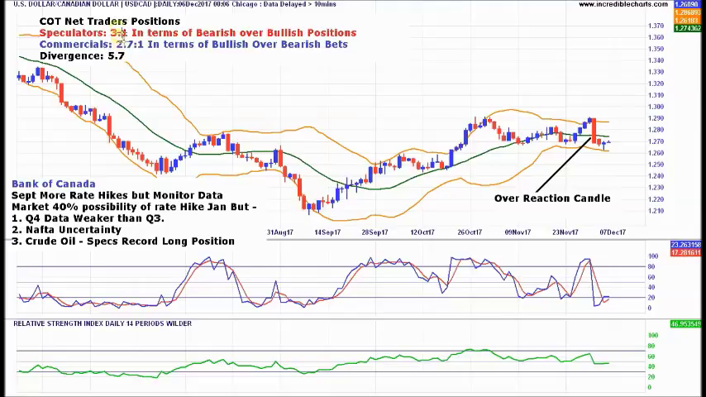Now, the divergence between the two groups is 5.7. Historically, that is pretty high, okay? And for us, it points to more strength in USD CAD.